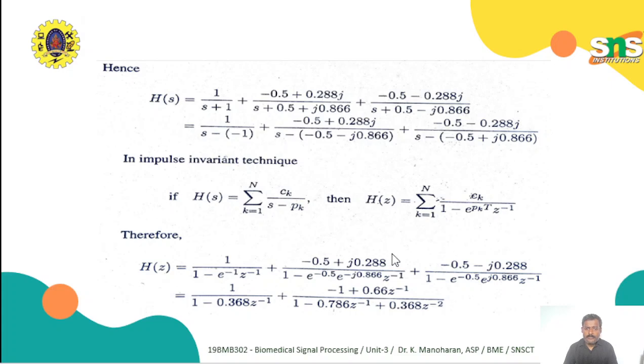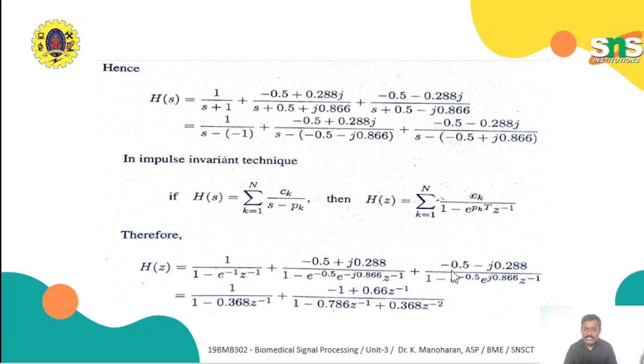Plus the second term, keep the numerator the same value, minus 0.5 plus j 0.288. That is c_k; we can say this is c1, this is c2 and this is c3, and the same values we can keep. Divided by 1 minus e power p2, so p2 here is minus 0.5 minus j 0.866. That's why I am substituting e power minus 0.5 into e power minus j 0.866 into z power minus 1. Here e power minus j theta we need to expand: it equals cos theta minus j sin theta. E power minus 0.5 we can get directly from a calculator.